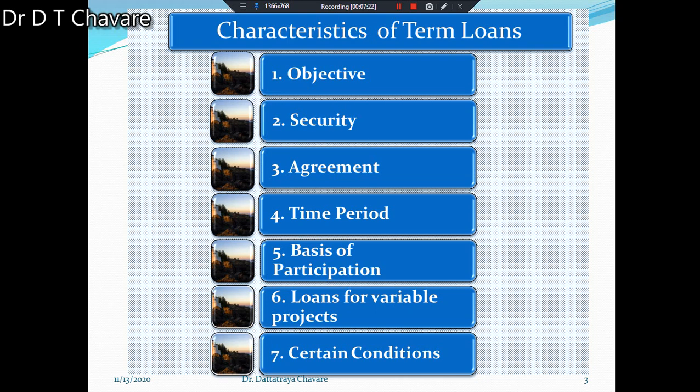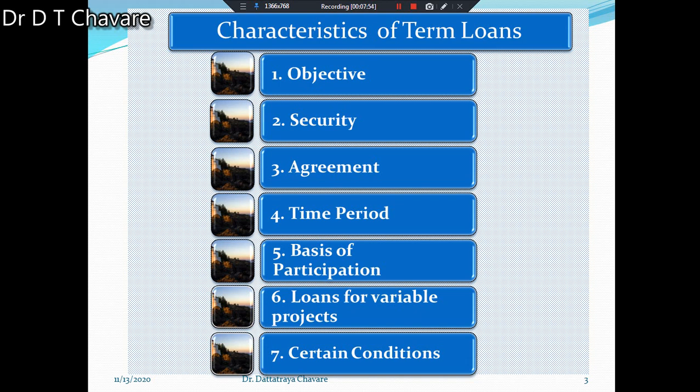The loans are given as per the written agreement. Don't forget, loans are given as per the written agreement. Such an agreement provides for certain conditions or safeguards for the protection of the lending institution. The borrower is required to give undertaking as follows. It means that there are conditions you will find. What type of undertakings are required there?